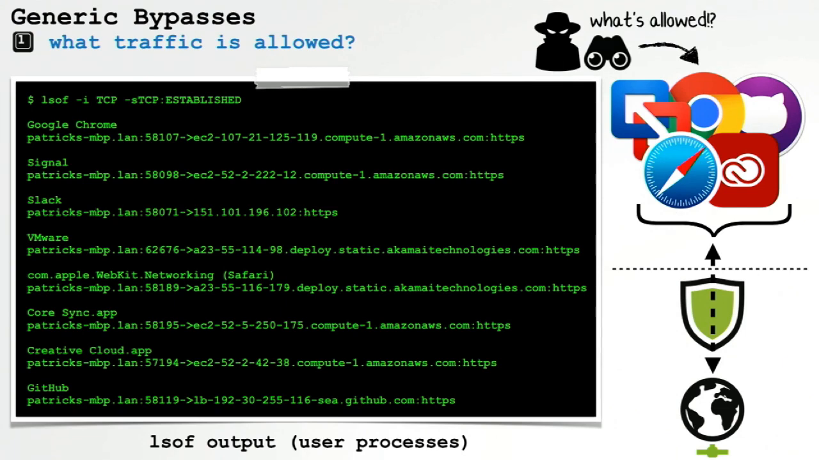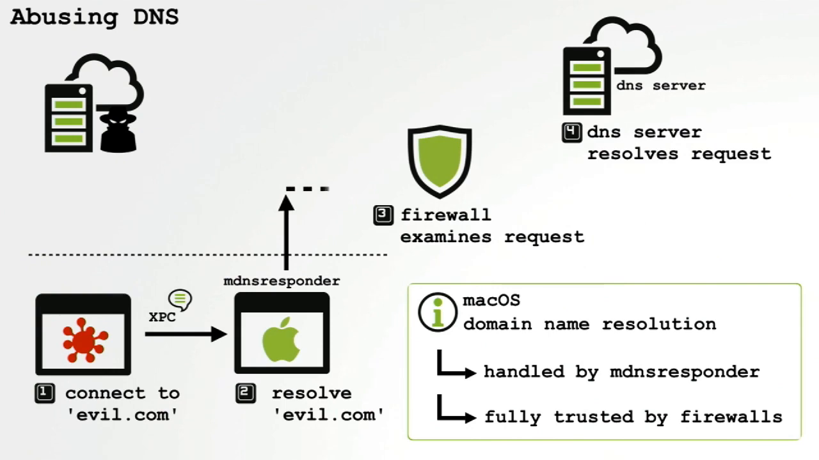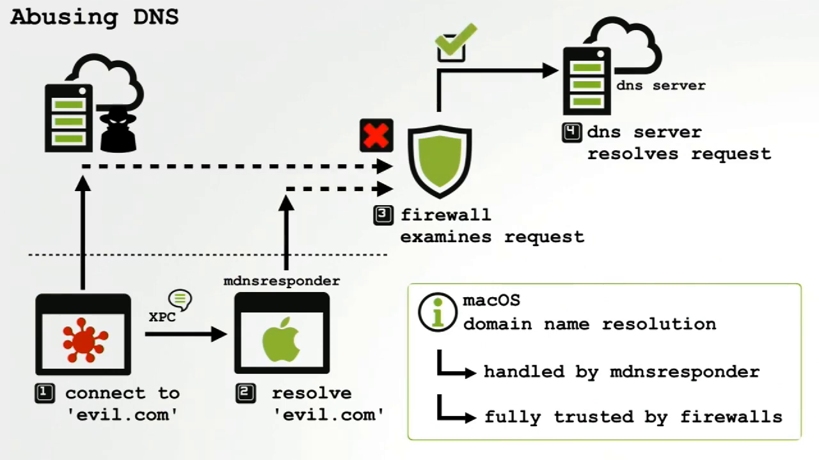But as I mentioned, something like a browser is going to be able to talk to any remote web server on port 80 or 443. Of course, also, a lot of these applications now talk to the cloud, for example, AWS. So even if there's a rule to say, I only want Slack to talk to the AWS infrastructure, we can probably also create a C&C on AWS. Okay, so now we know what traffic and what processes are allowed to pass through the firewall.